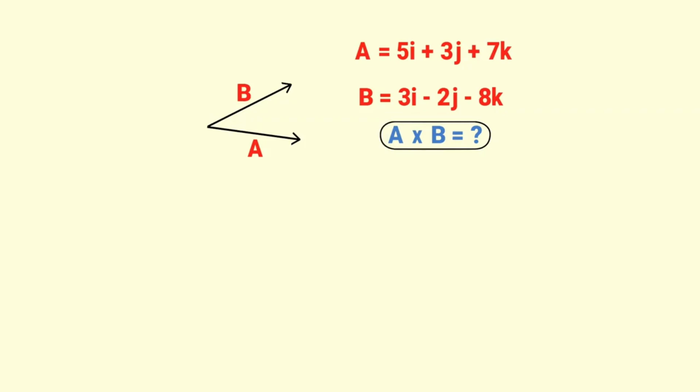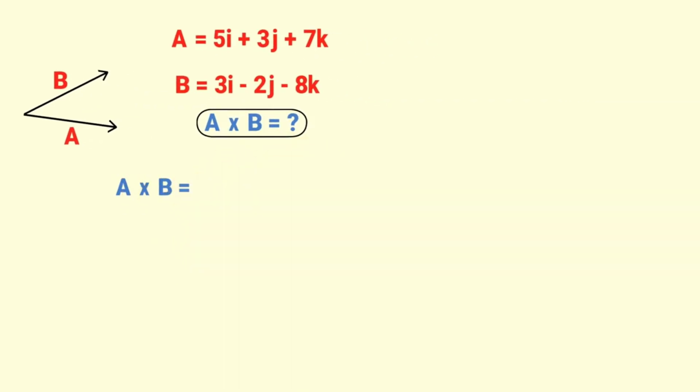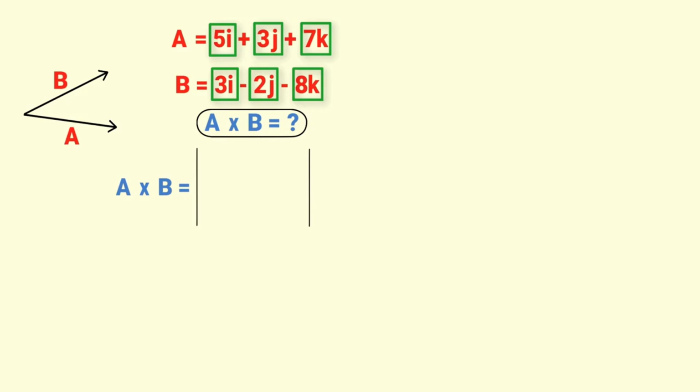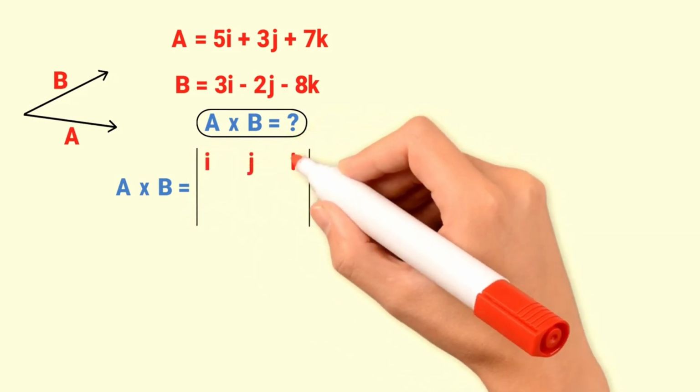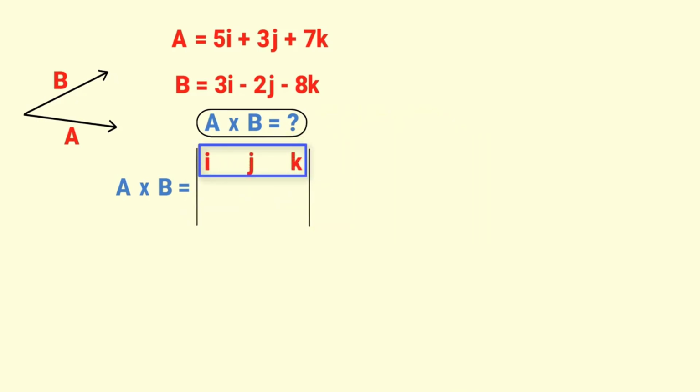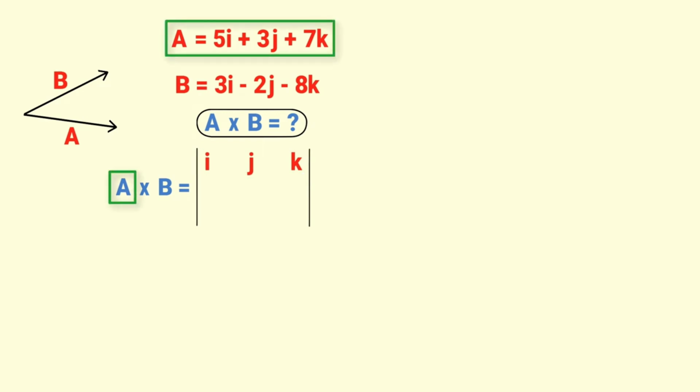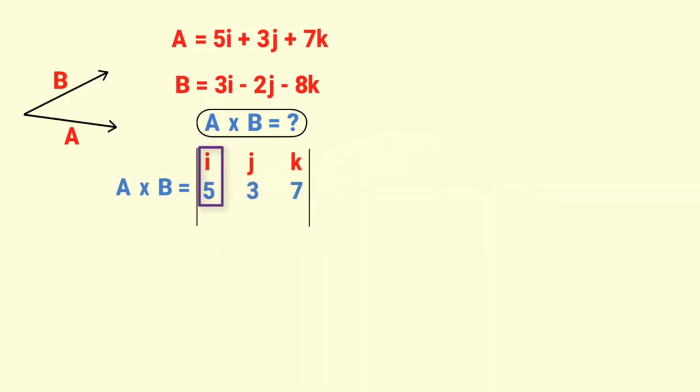Now firstly, I will write all the components of vector A in matrix form. There are three components of vector A and vector B, so I will draw three columns in this matrix as i, j and k. The first vector is A, hence put all the components of vector A in their respective columns and rows. So I put this 5i in the i column, this 3j in the j column and this 7k in the k column.